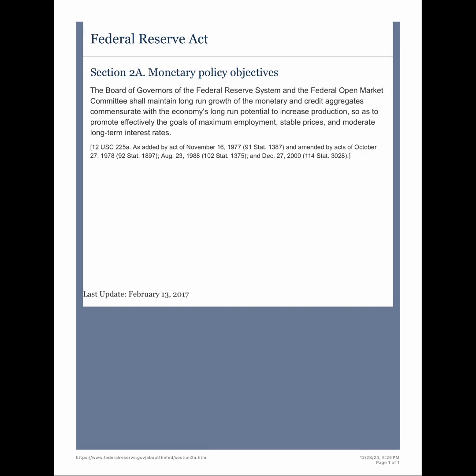The FOMC is the key decision-making body within the Federal Reserve System. It sets the federal funds rate target and oversees open market operations, influencing the money supply and credit conditions. Its members include the 7 governors of the Federal Reserve Board and 5 Reserve Bank presidents. So it's a collaborative effort between the Board of Governors and the regional reserve banks. Exactly. This structure ensures a balance between national and regional perspectives on economic conditions. The text mentions long-run growth of the monetary and credit aggregates commensurate with the economy's long-run potential to increase production.